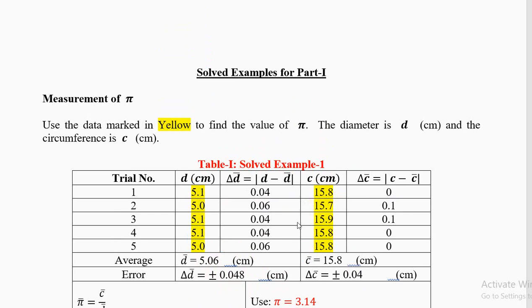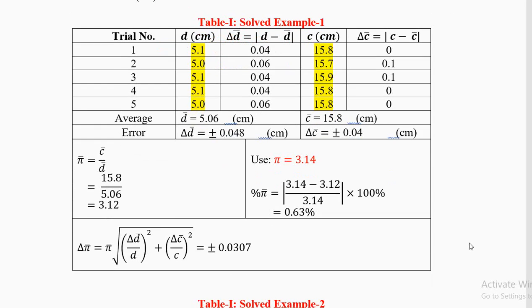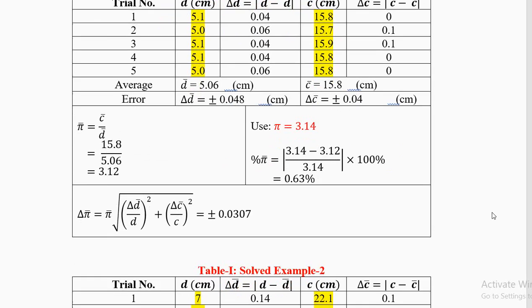Yellow is your data and black is your analysis and calculation. In your exams and in your lab reports, you will be asked to do these calculations. So please learn to use them, and nobody will tell you that pi is 3.14. You have to remember it by some method. Do not use 22 by 7. You have to use 3.14 in this experiment and nothing else.